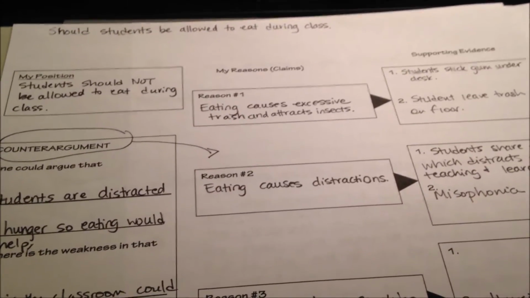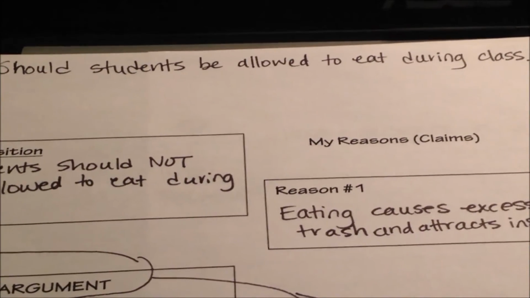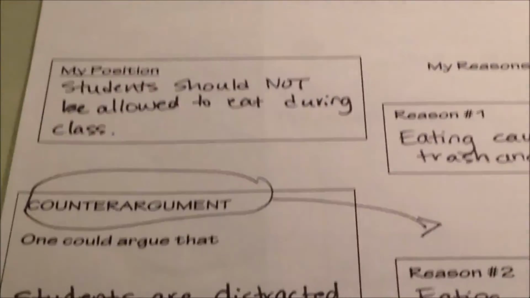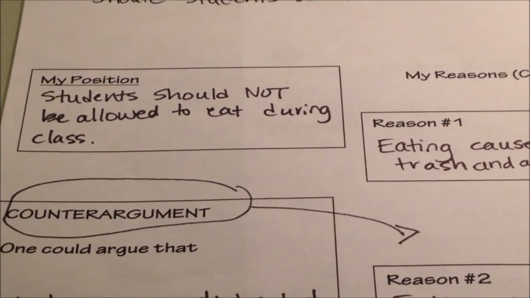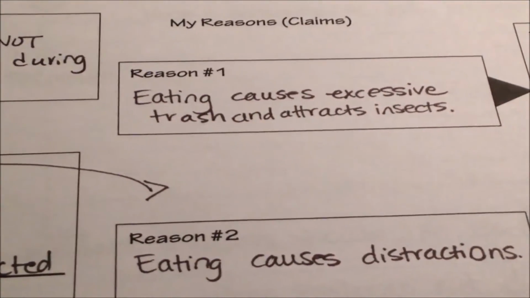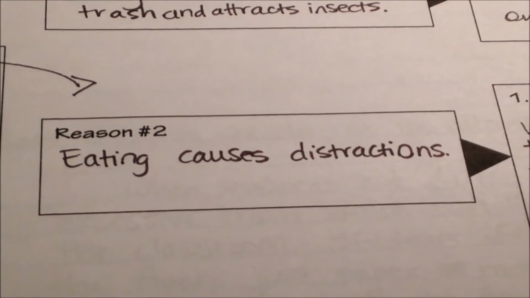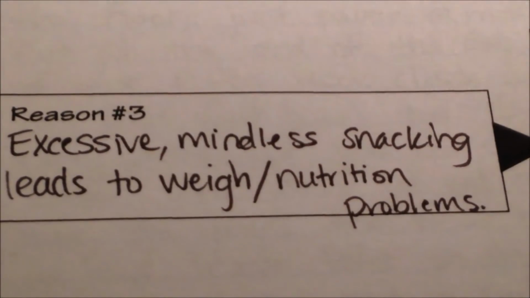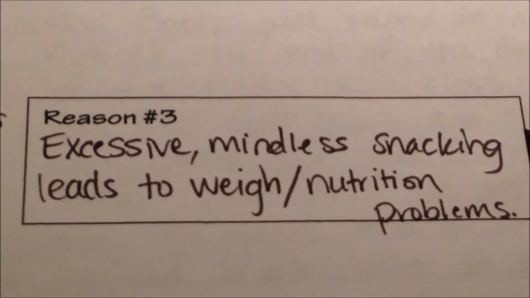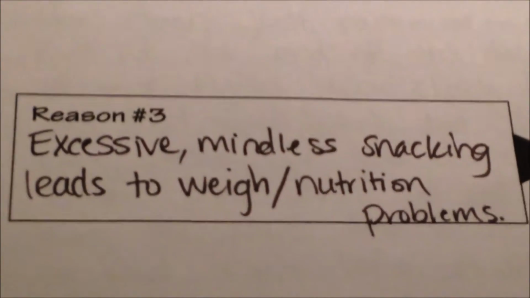All right, so I'm going to show you my graphic organizer. The first thing we're going to do is zoom in. Up here on the top of my page, my topic is should students be allowed to eat during class? And then if you look at my position, it says students should not be allowed to eat during class. I know you're surprised by that. And then I have 3 reasons. Eating causes excessive trash and insects. Second one is eating causes distractions, and then the third one I had to really work hard to come up with a reason. So I googled it: excessive mindless snacking leads to weight and nutrition problems. I googled and came up with that one.